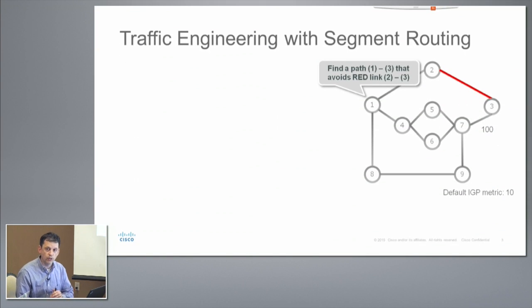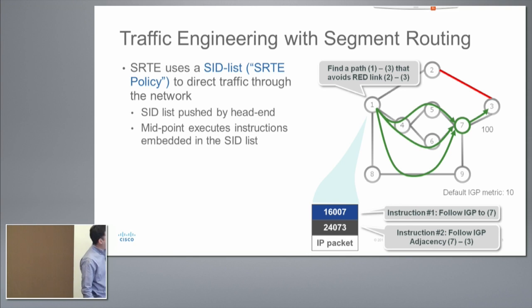So this is a demonstration about traffic engineering. Say you have a network device that runs segment routing, and I want to go from 1 to 3, and I want to have a path that does not go through the red link, 2 and 3. The algorithm, whether it is central or distributed, will come back with a label list. It says go to 7, that's the blue instruction, 16007, and then take the link between 7 and 3. That's my second instruction, 24073. That is what I need to impose as a head end on device number 1. That's all the theory.